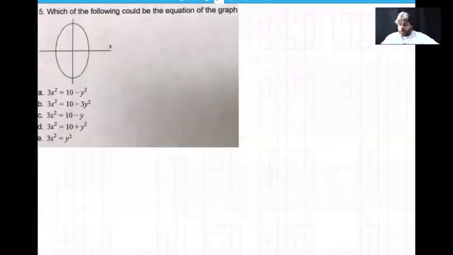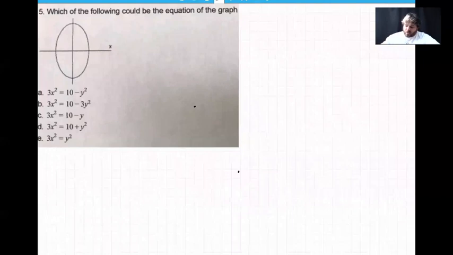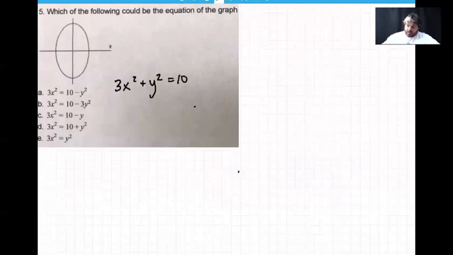All right, which of the following could be the equation of the graph? All right, so this is an ellipse for sure, because one side is longer than the other side. The question is, which one of these equations could be the equation of an ellipse? Well, you see how the x and y's are on different sides? I don't want to deal with that. I want to move everything over. So what I'm going to do is add this y squared over, and I'm going to get that 3x squared plus y squared equals 10.